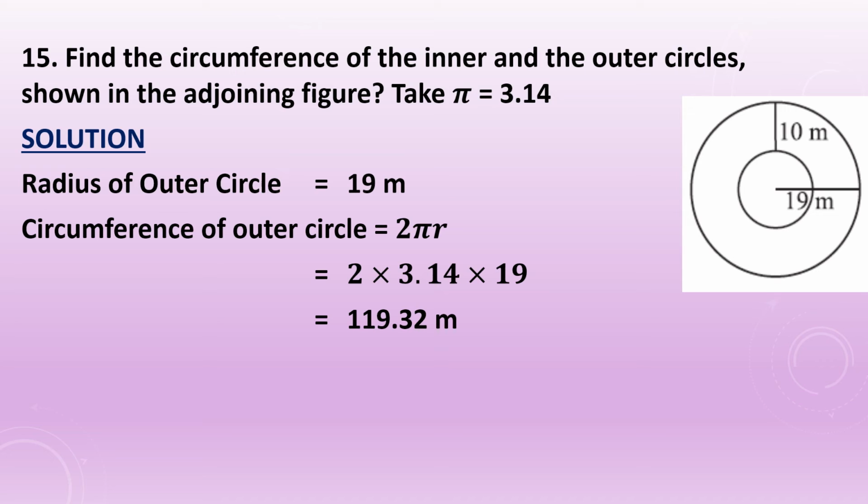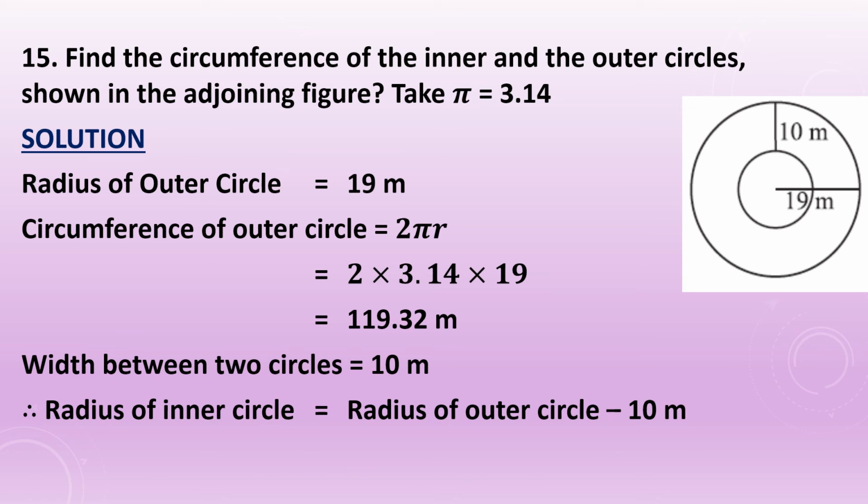Do you get the radius of the smaller circle? Yes. How to find the radius of the smaller circle? In the figure, the radius of outer circle is given and the width of the circle is given as 10 meter. So, to get the radius of the inner circle, we have to subtract 19 minus 10.